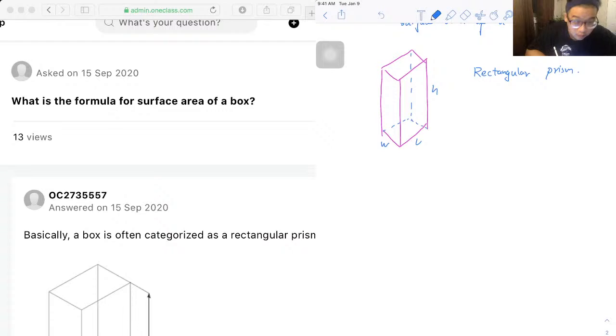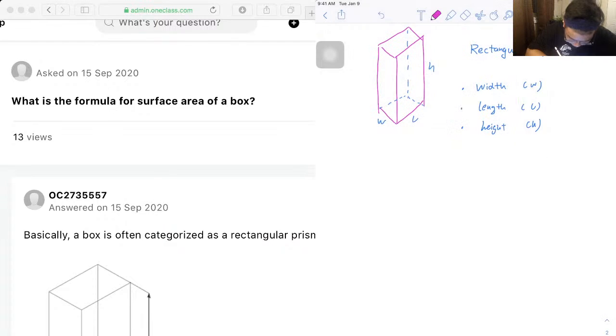I'll write it down here. Width, which is denoted as W. Length, which is our small l, and height. So in order to get the surface area, we must know a rectangular prism or box has 6 faces, and when we detach it, the box should look like this.